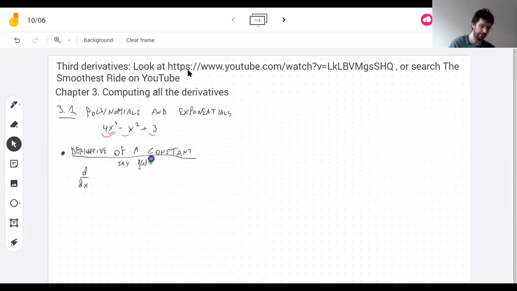Say we have a constant function. How do I take the derivative of a constant? Well, I take this limit. And now, what's f of x? What's f of x?